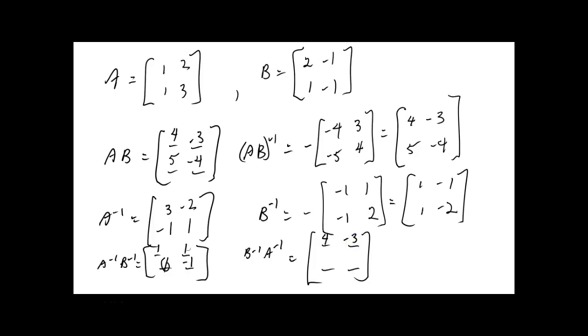The 2,1 entry would be second row of B inverse, first column here. That would be 3 plus 2 is 5. And the 2,2 entry would be second row of B inverse, second column of A inverse.